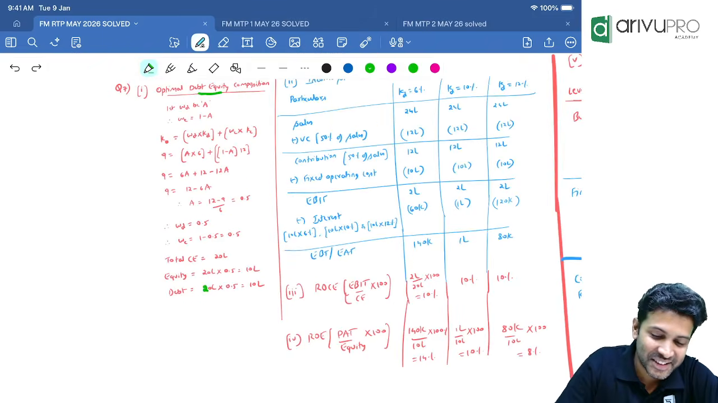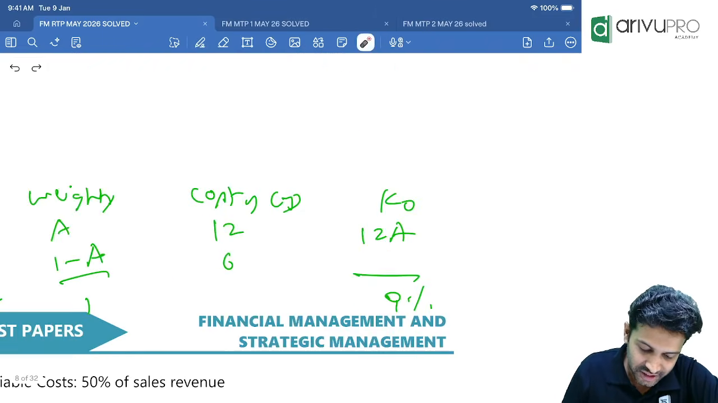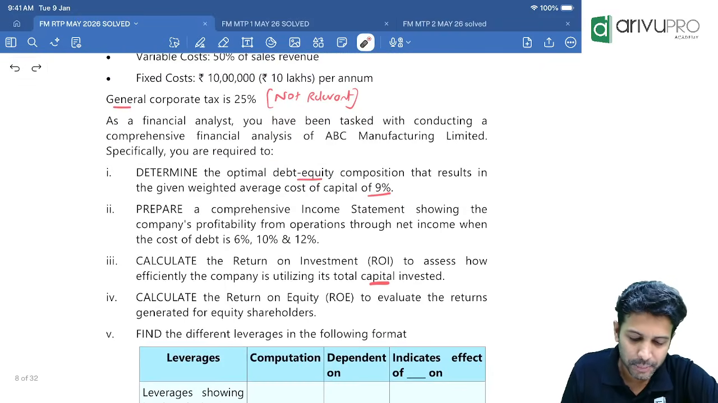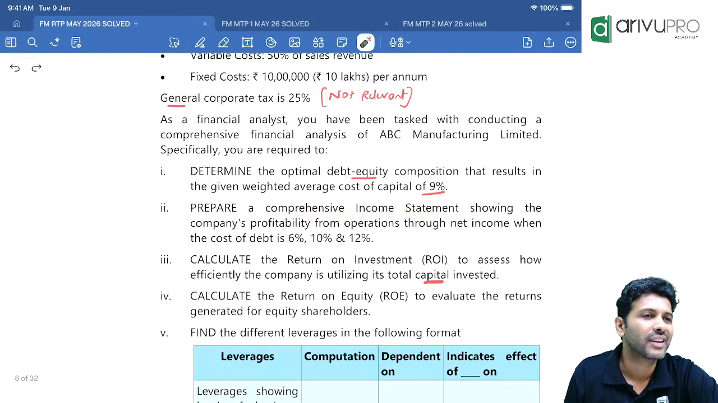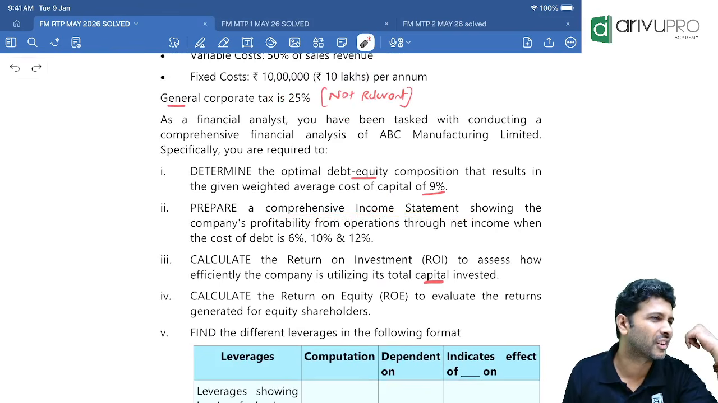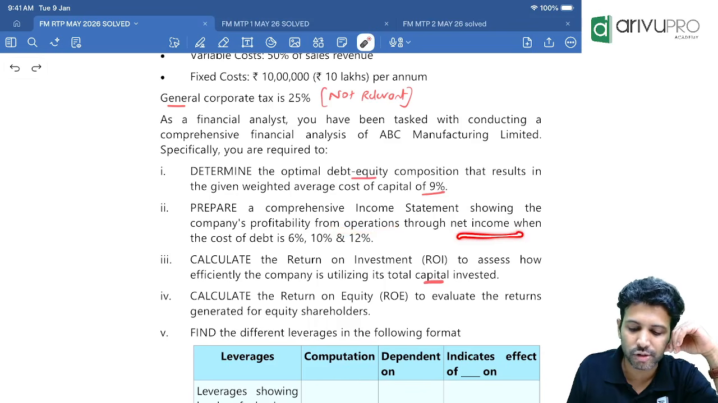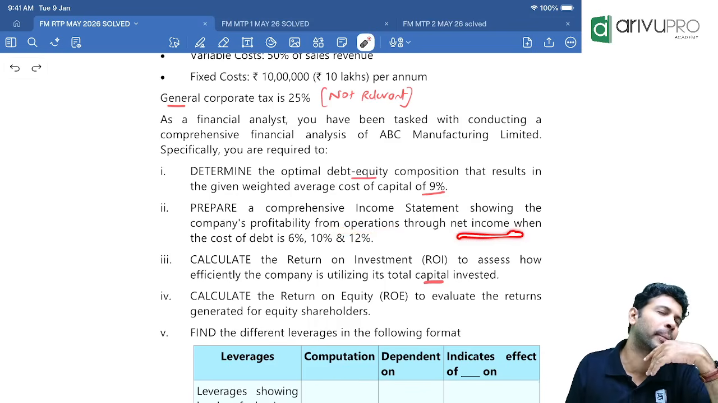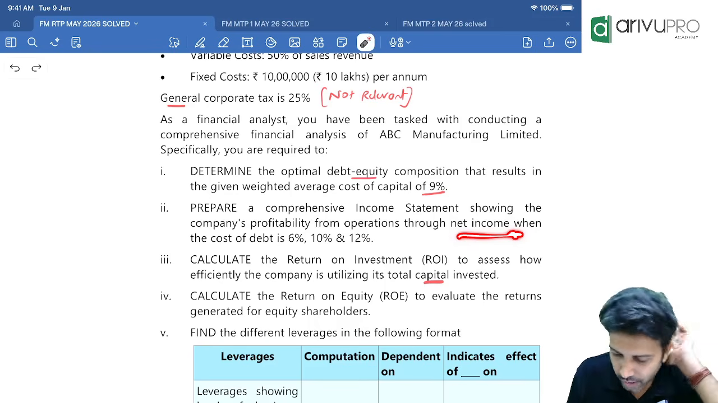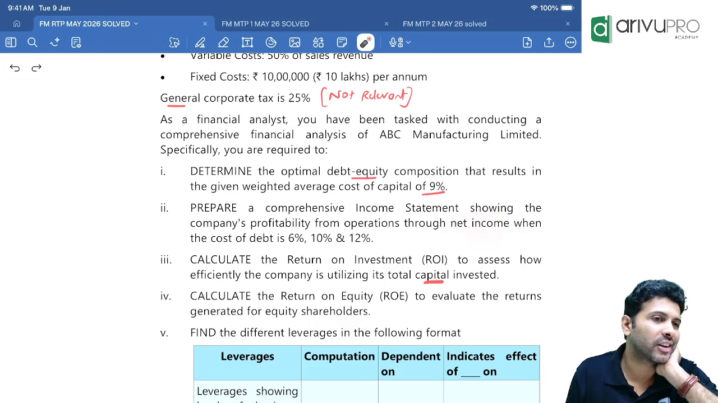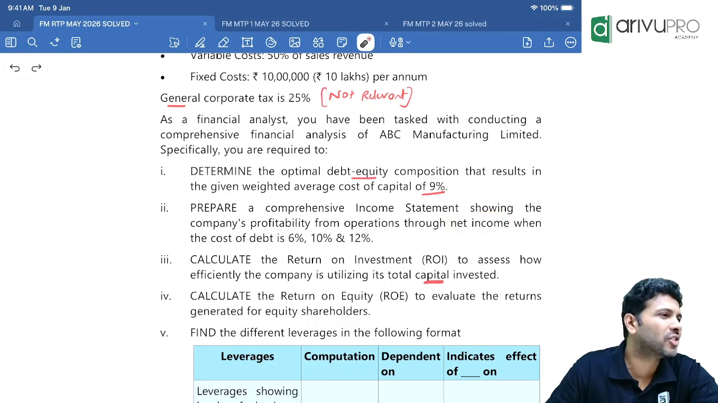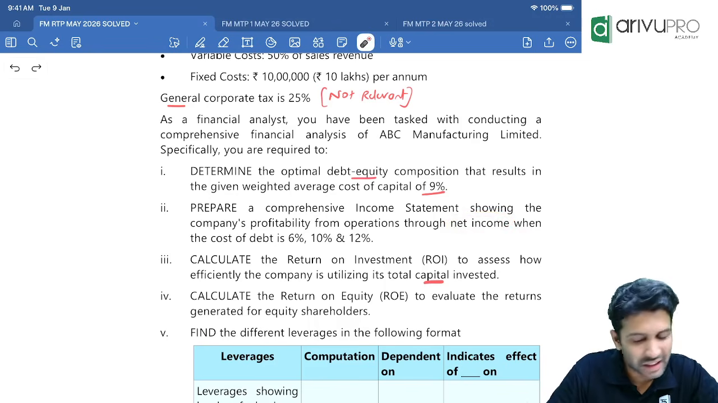Okay. Next, I think the next requirement. Prepare a comprehensive income statement. They've given sales. From sales, we'll have to arrive at an income statement showing profitability from operations through net income. I mean, they're asking us to go up to net income. Net income means PAT, or EASH actually. EASH we call net income. But anyway, preference dividend is not there, so PAT only will become EASH.